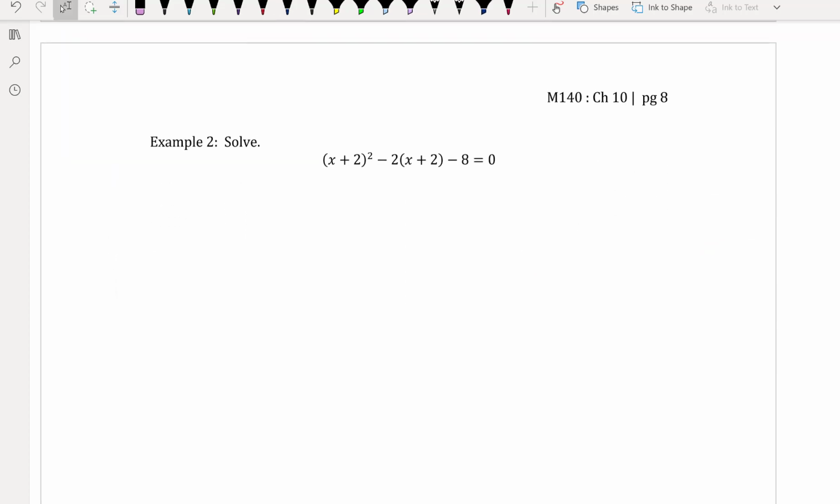So let's try that again with example number 2. So here it's already in standard form, so that's great. Already in standard form, meaning it already goes from biggest degree to smallest degree, so that's perfect. So that means the middle term, which is that x plus 2, is going to be that u substitution, okay?